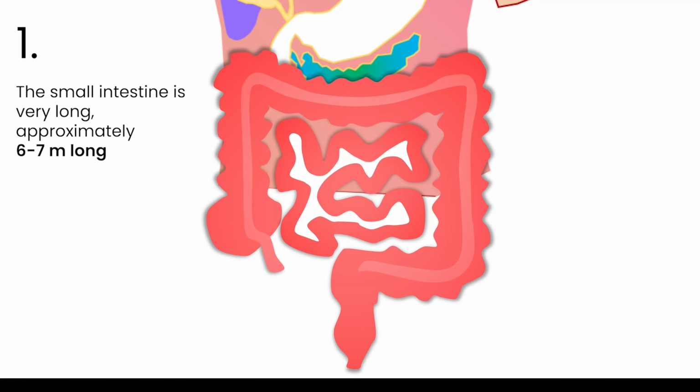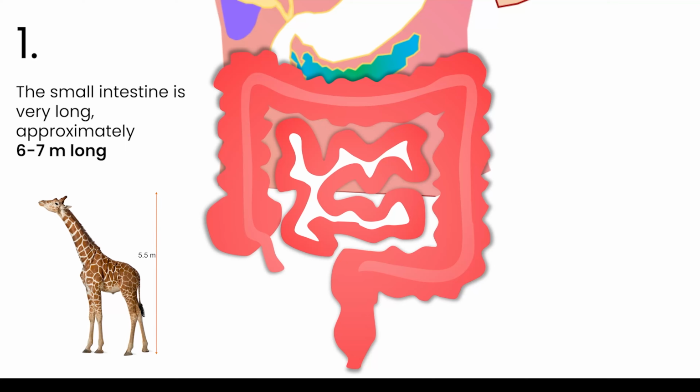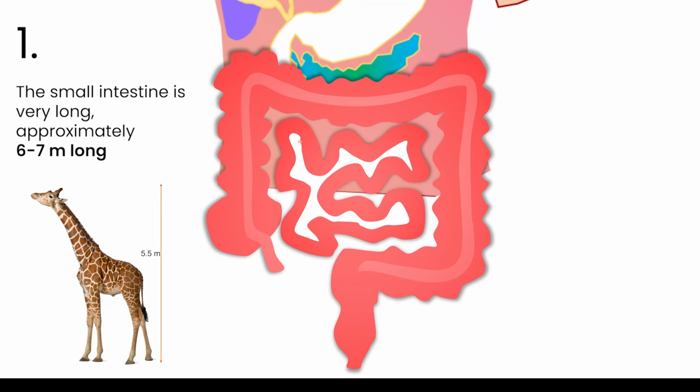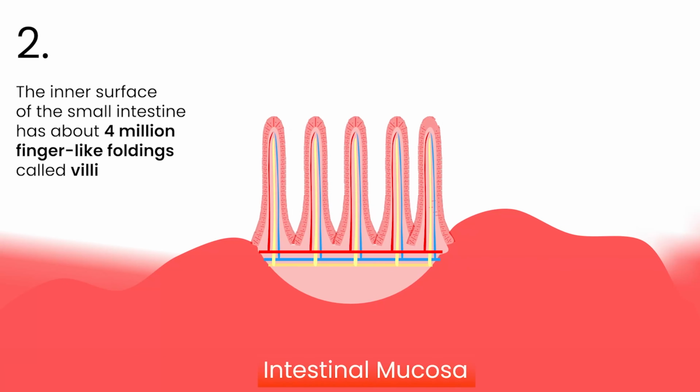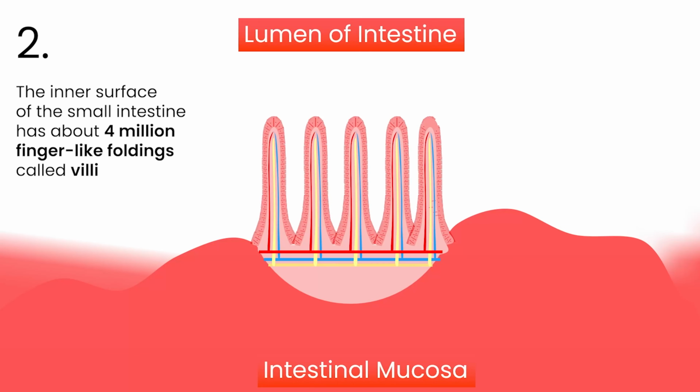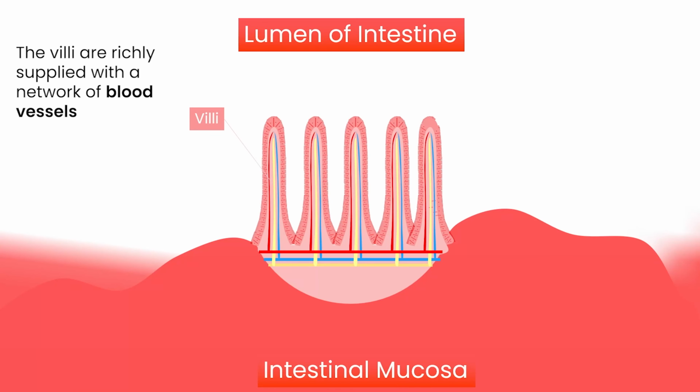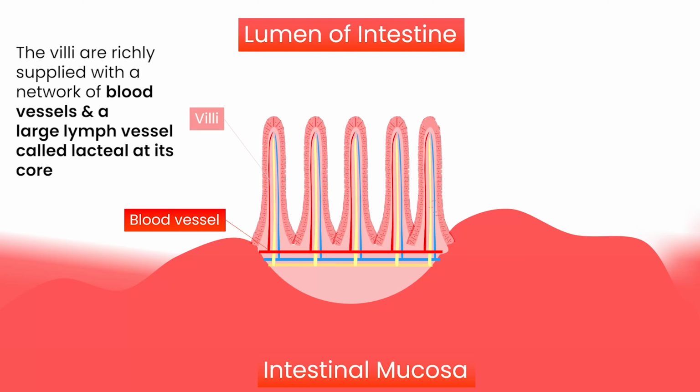Number one, the small intestine is very long, approximately 6 to 7 meters long. The inner surface of the small intestine exposed to the lumen has about 4 million finger-like foldings called villi. The villi are richly supplied with a network of blood vessels and a large lymph vessel at its core. The lymph vessel at its core is known as the lacteal.